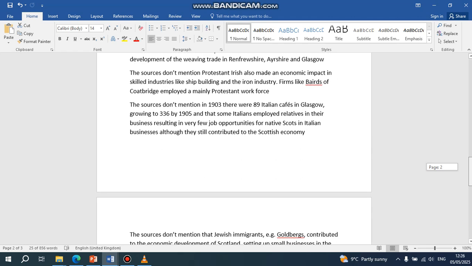The next one is one that you're very familiar with, I think. Just remember numbers about the Italian cafes, 89 to 336 over the course of 2 years. And then it links in the fact that they didn't really put pressure on the Scottish job market because they had their own businesses, but also meant that a lot of Scots didn't get jobs in those businesses.